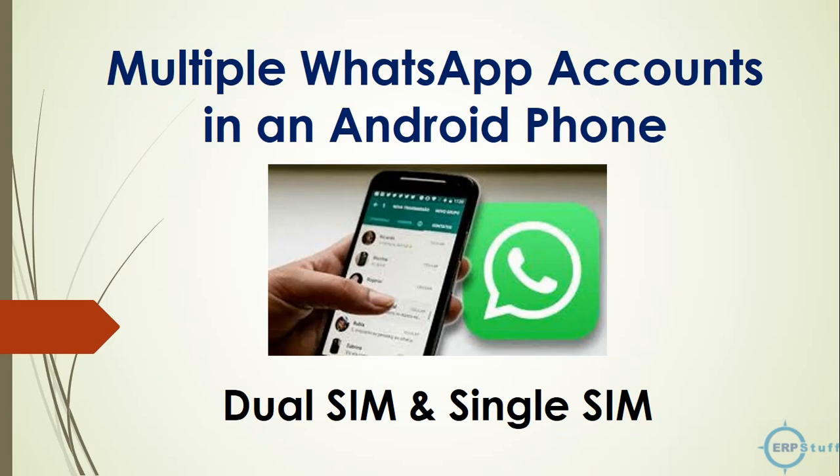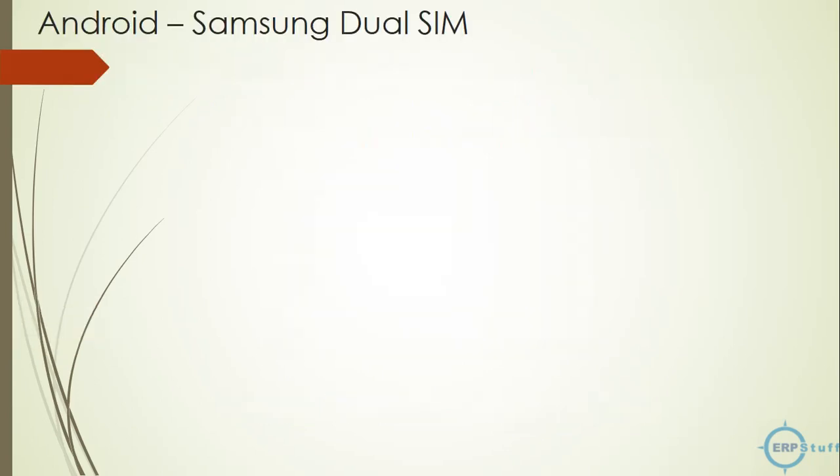Welcome to this video on WhatsApp, where we will try to see how we can install multiple WhatsApp accounts on a dual SIM as well as single SIM phones. So let's proceed. Here I will show you screens of an Android phone, Samsung dual SIM, where by default you can install one WhatsApp account, or even Facebook accounts or Facebook Messenger. So I will show you how you can enable or install the second instance of WhatsApp.